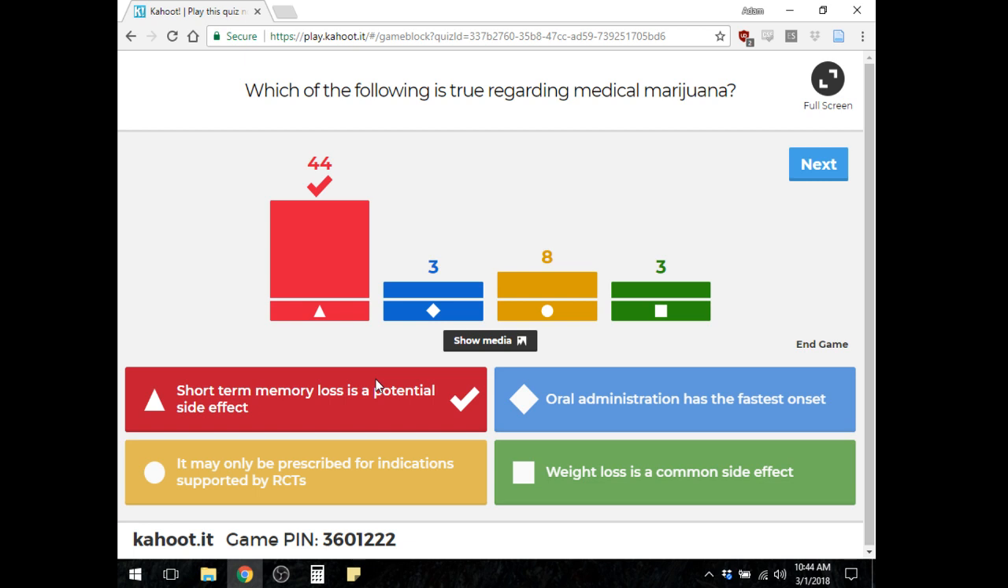How about the weight loss as a common side effect? No, we use it as an appetite stimulant, right? So if anything, you expect to see a little bit of weight gain for especially those end-stage, you know, age patients and cancer patients. You expect to have some good appetite stimulation there, and they can actually put on some weight. However, short-term memory loss is certainly a potential side effect, so do be aware of that and educate your patients.